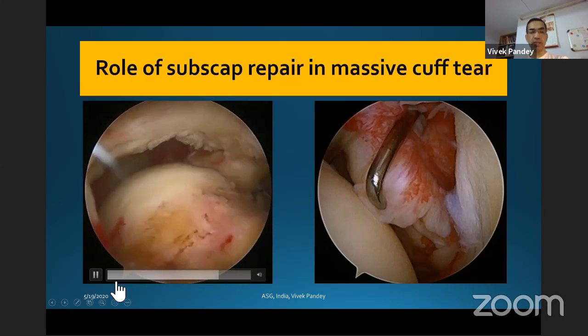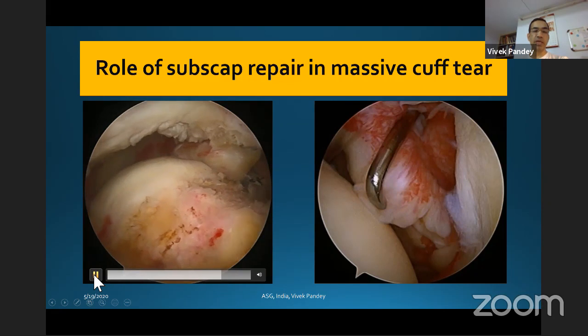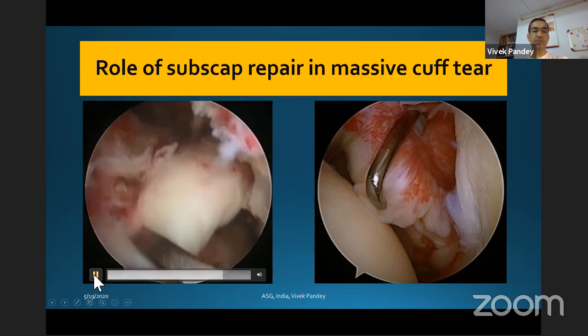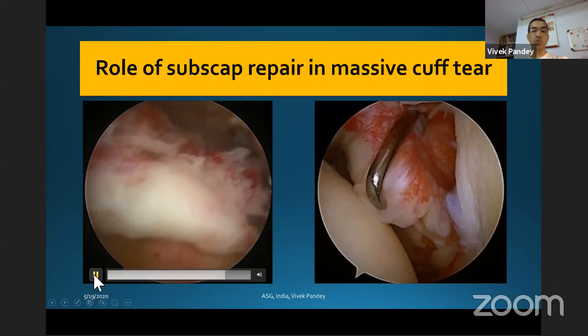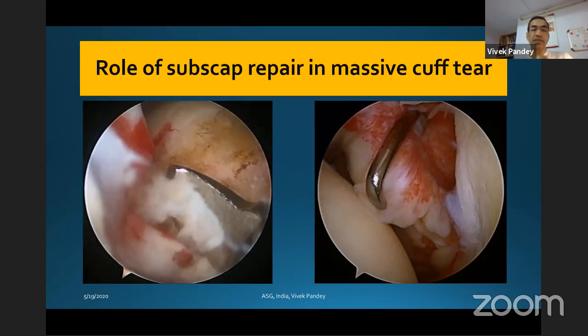Then you can see here now I have actually repaired the subscap. Once you repair the subscap, the same supra, you see it has come much closer to the greater tuberosity. And then it becomes a far easier thing to repair this without tension, because we know any tissue in surgery we repair, it has to be a tensionless repair.